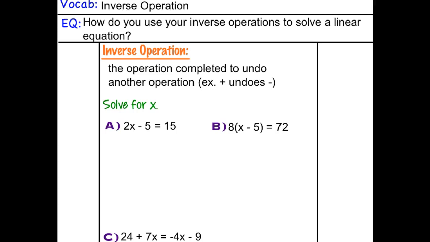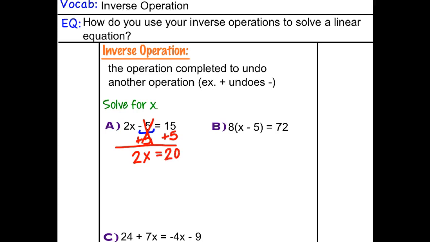What would be our first step? We would take a look and say, oh, that's a negative 5, or minus 5, and the opposite of that, or the inverse operation of that, is a positive 5. So we're going to move that to the other side. So we're left with 15 plus 5 on the right-hand side, and on the left-hand side, we have 2x. We have 2x equals 20.